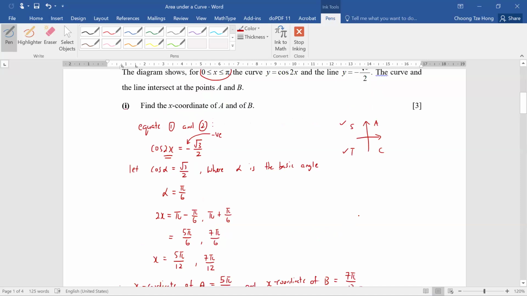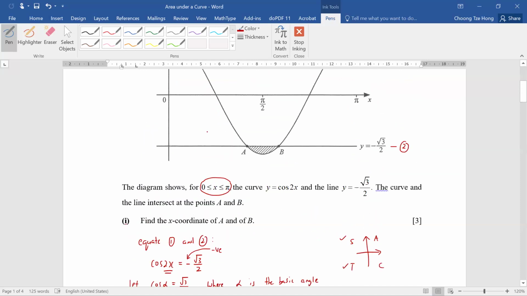You can actually check your answer, because the point in between is pi over 2, which is actually 6 pi over 12. That means it is reasonable for this point to be 7 pi over 12, slightly bigger than 6 pi over 12, and the x coordinate of this point to be 5 pi over 12. So we roughly know that our answer at least makes sense, and we can be confident that it's correct.